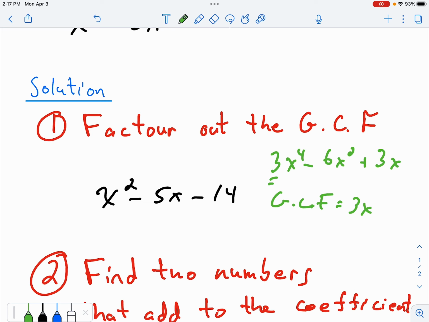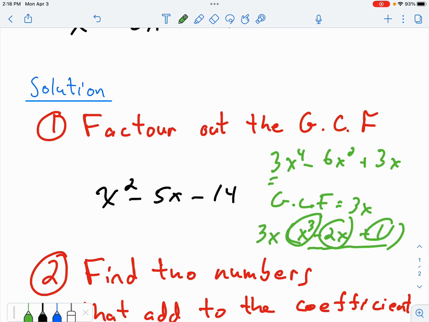Okay, and then when we factor out the greatest common factor, what you do is you write the greatest common factor out here, and then inside you would have parentheses, and you write out what you have left. In this case, I would have an x to the third, and a 2x, and just a 1, the last part. The way we get those values is by taking each of the terms, 3x to the 4th minus 6x squared and 3x, and dividing them by 3x, and this is what you get. Okay, so that's how you get that.